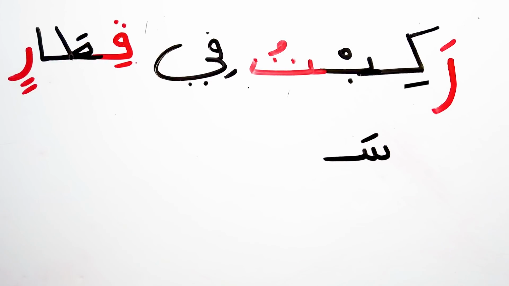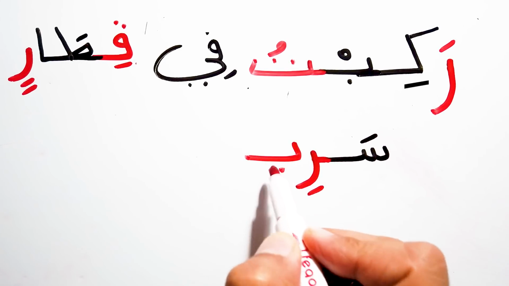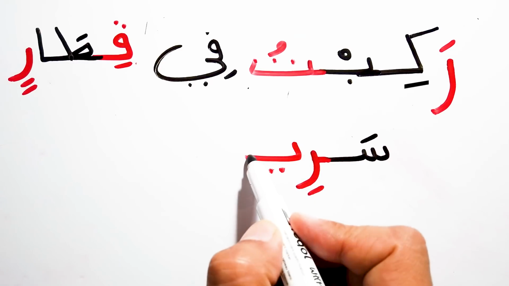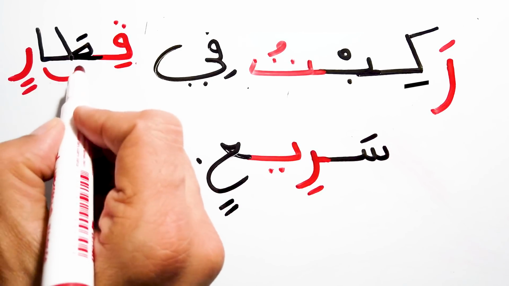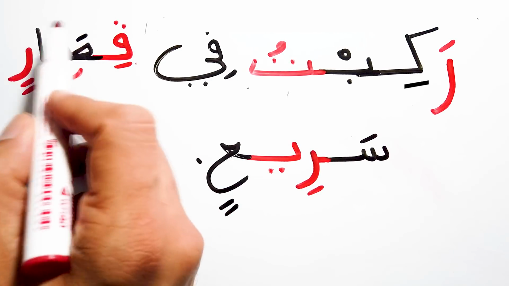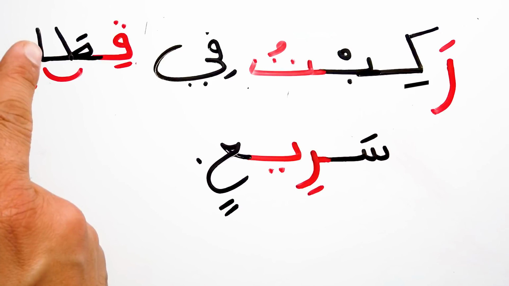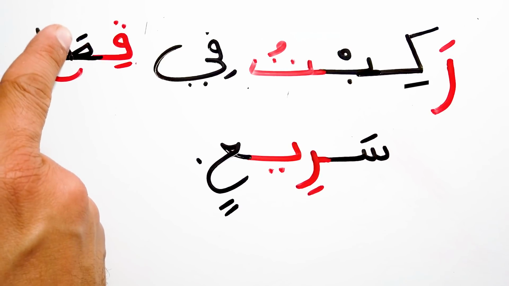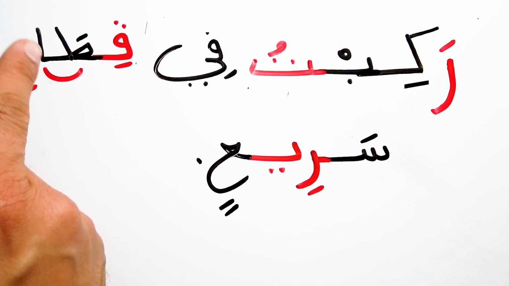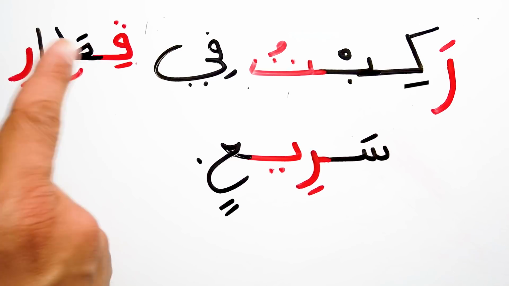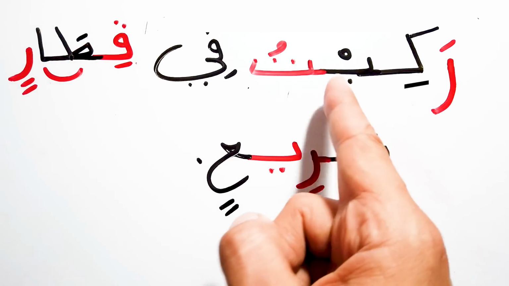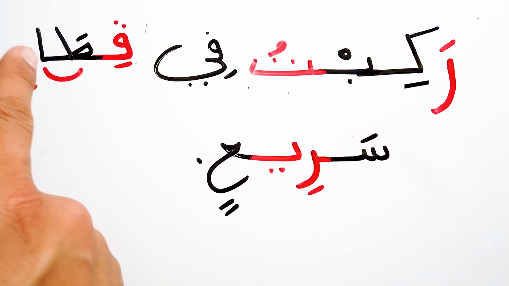سريع. ري, long vowel ya, عين, tanween bil kasra. One more time. Okay, let's see here. We have long vowel alif, and that's why we have two letters in this syllable, and the previous letter must be with fatha, the one that comes before the long vowel alif. قطار. ركبت في قطار سريع.